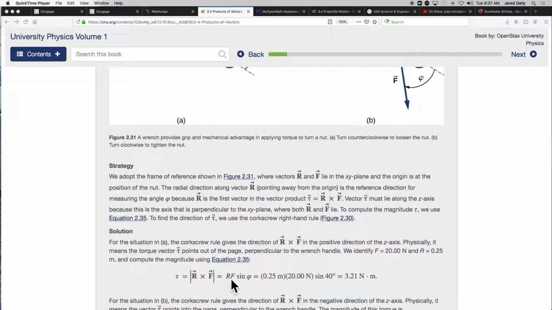R doesn't change. If R doesn't change and force doesn't change, maximum torque is going to happen at 90 degrees now, right? Before, the maximum dot product happened at 0 or 180. Here it's at 90 or 270 or whatever.